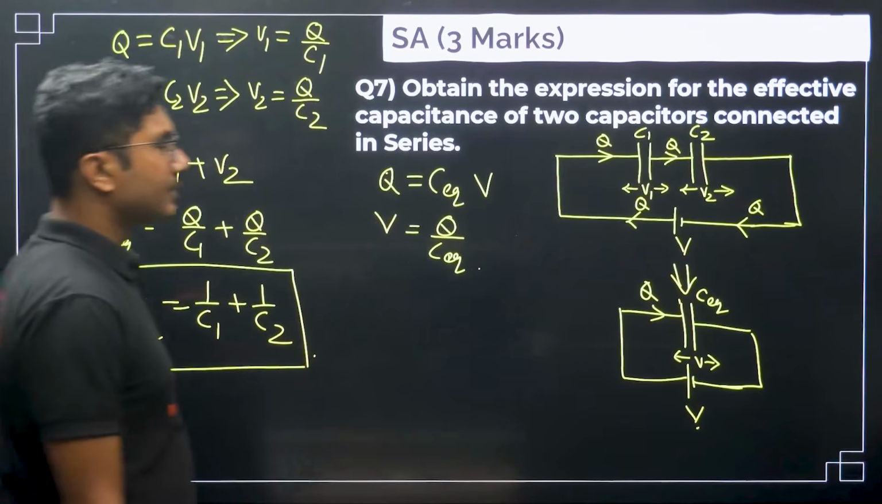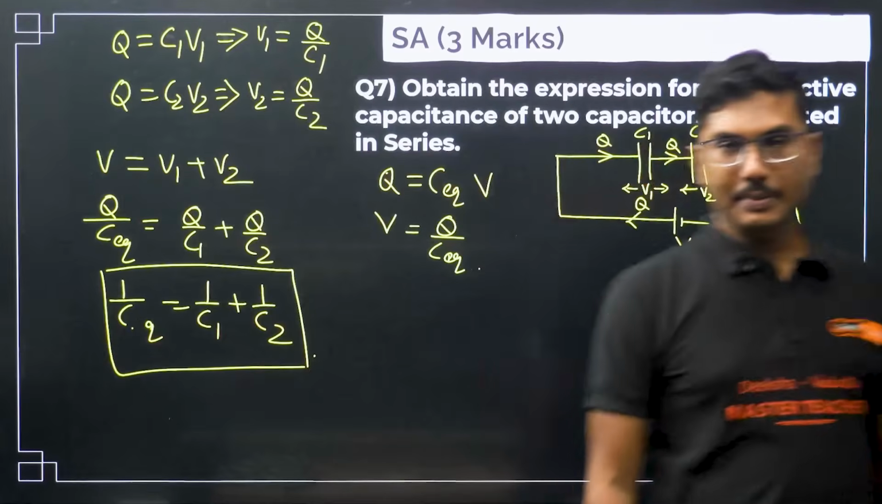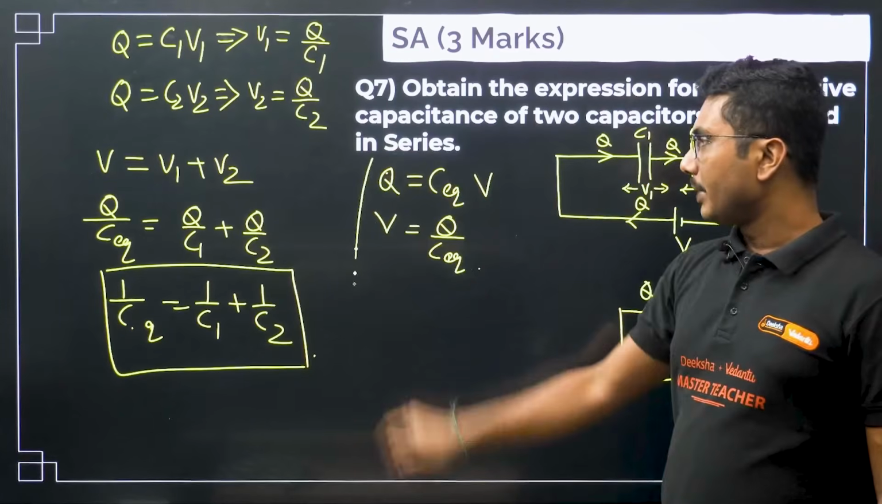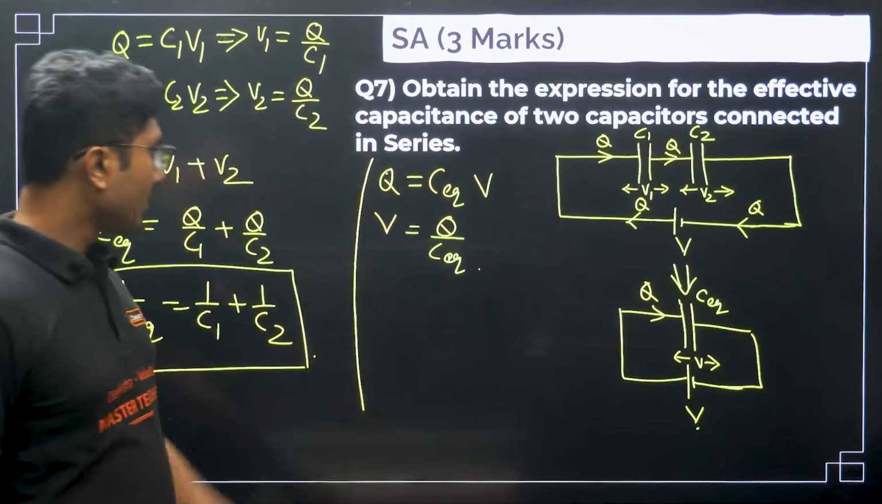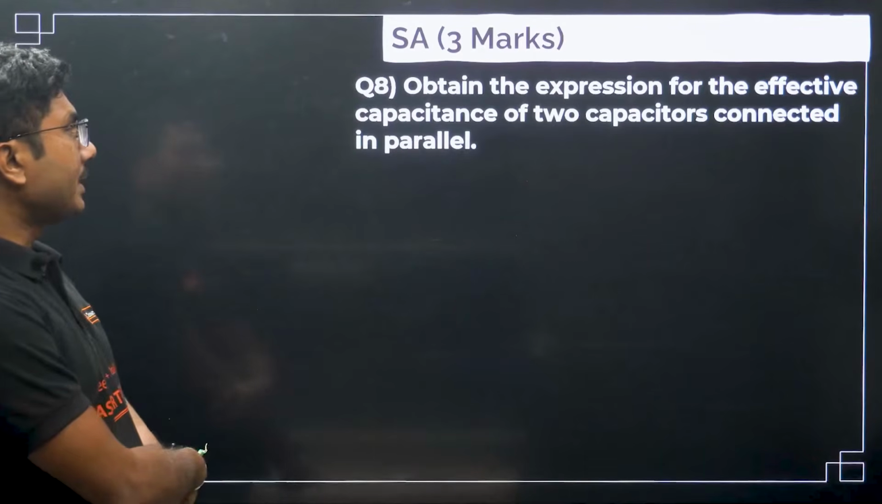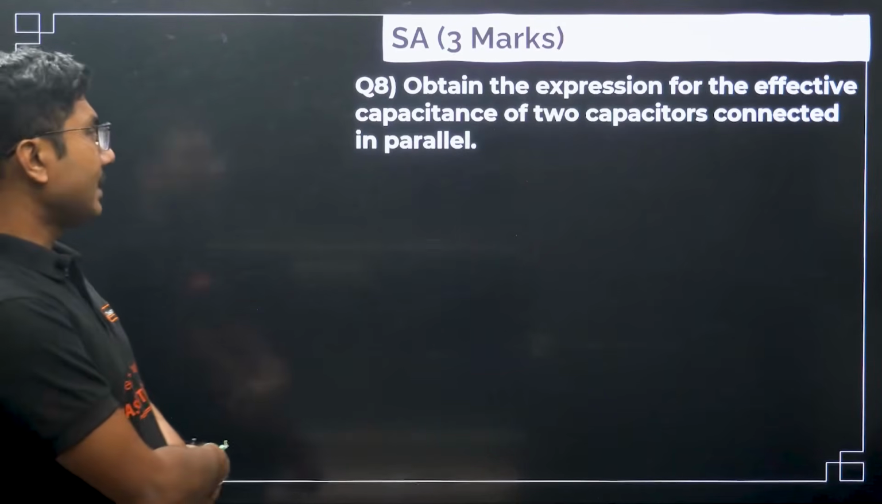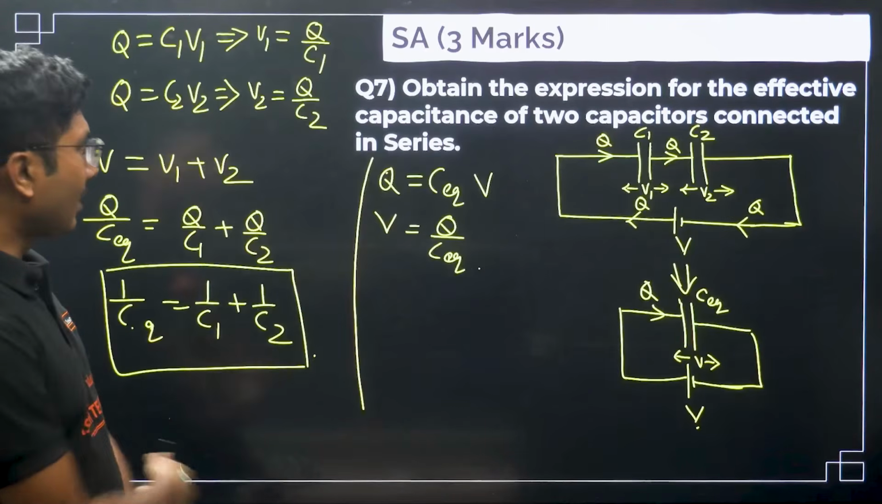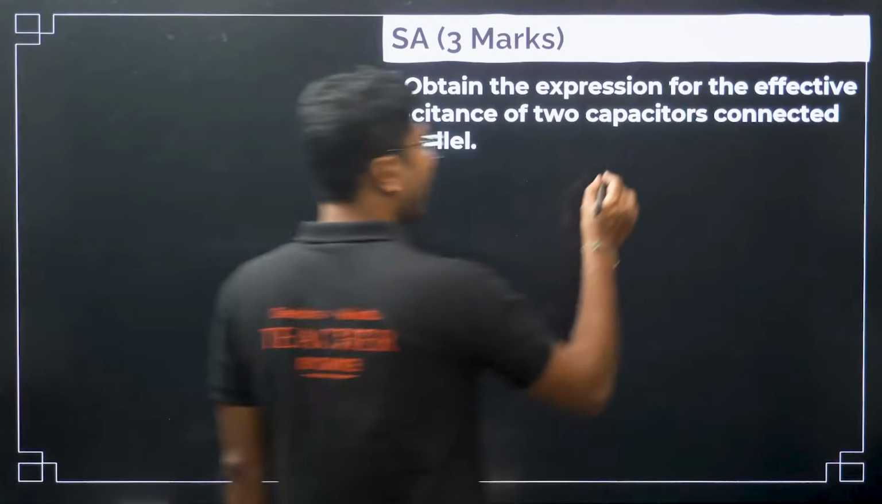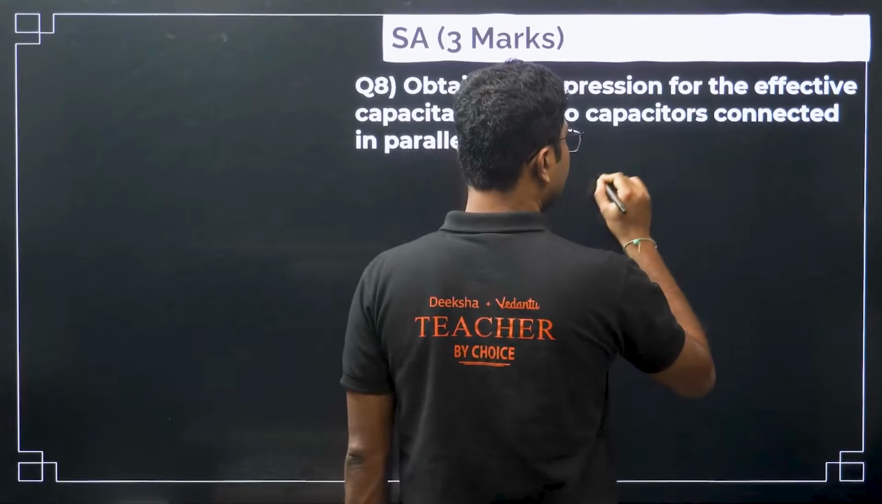Okay, so this is the expression for equivalent capacitance in a parallel plate capacitor or any capacitor. Next, obtain the expression for the effective capacitance of two capacitors connected in parallel. Okay, parallel also we are doing. So now let's see.